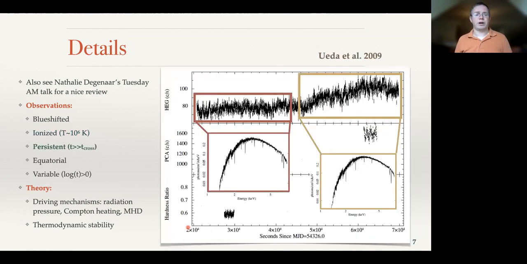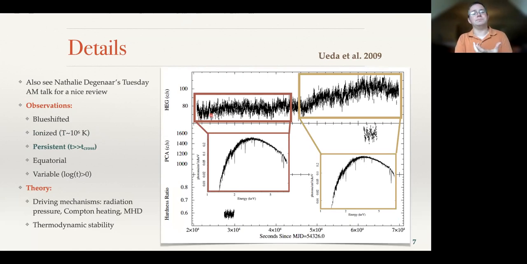Okay, so we know about their ionization. We know that the outflows are persistent. Now, what I mean when I say persistent is that they last longer than the time that it takes them to cross the system. So here's a 50 kilosecond observation of GRS 1915 from Ueda in 2009.